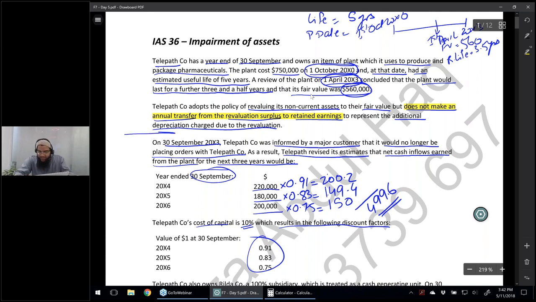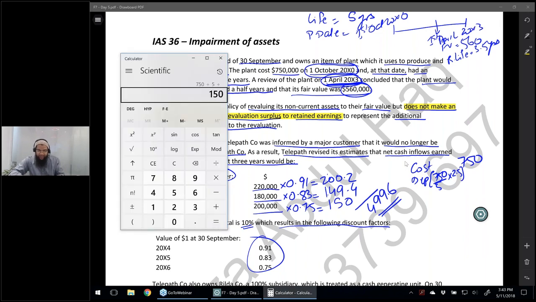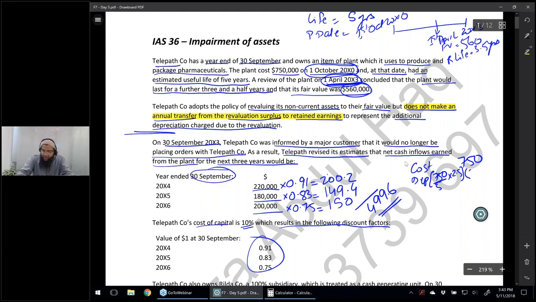The cost was 750 and the depreciation is going to be 750 divided by 5 years, which is going to give us the annual depreciation till 1st April 20x3. How many years have passed by? October 20x0 to September 20x1, September 20x2, and then October, November, December, January, February, March, 6 months. So this means that 2.5 years have passed by. So 750 divided by 5 into 2.5 will give us the depreciation of 375. So the net book value was 375 left.